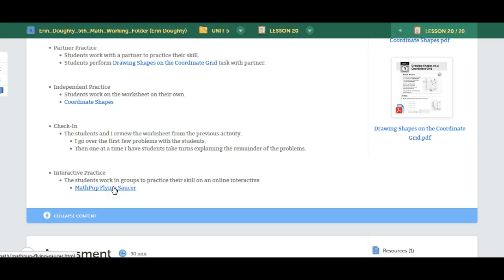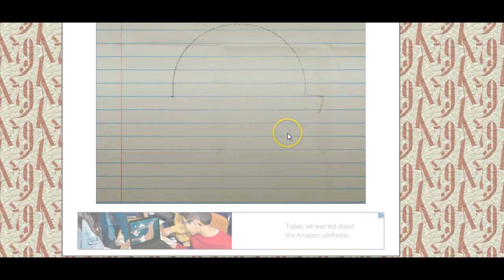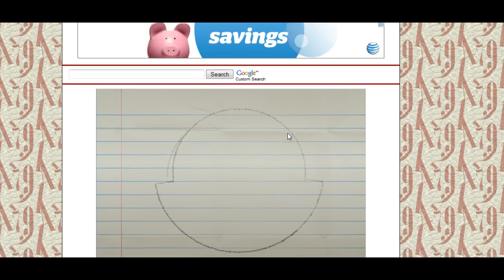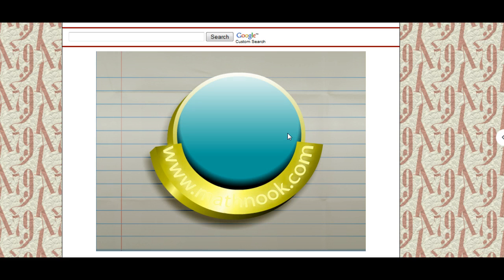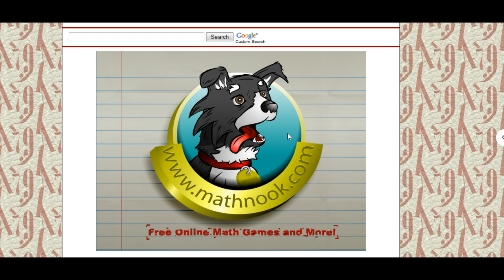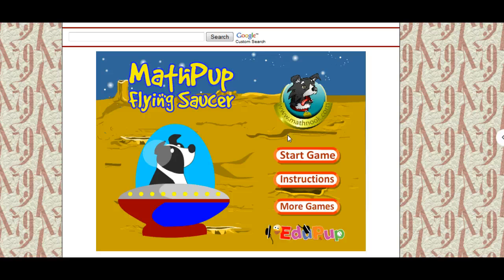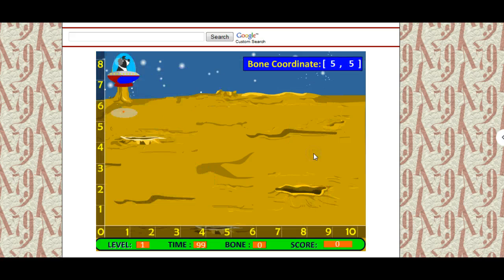The interactive activity I found was called Math Pup Flying Saucer. It takes a second to load here. In this interactive, students can either just work in the first quadrant or they can do all quadrants.